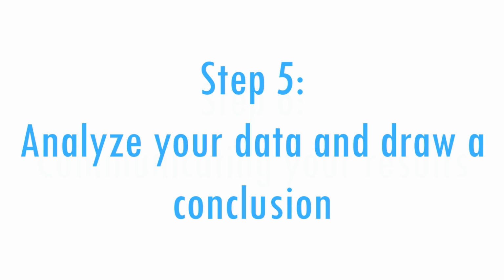Step 5. Analyzing your data and drawing a conclusion. This is the part where you take the results from your experiment and figure out exactly what they mean. A helpful tool for analyzing your data can be a chart or graph. This will help you visualize the numbers and identify any patterns that you might have missed at first glance. After you analyze your data, you can draw a conclusion. This can be as simple as answering your research question. Did the project go as planned? Did your hypothesis match the data?